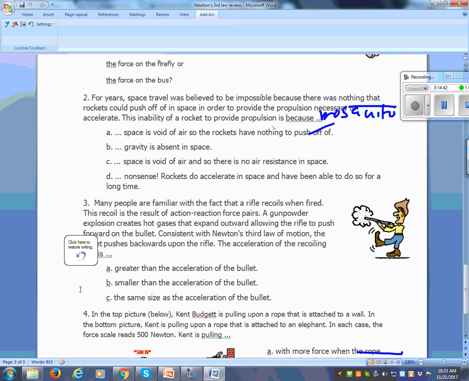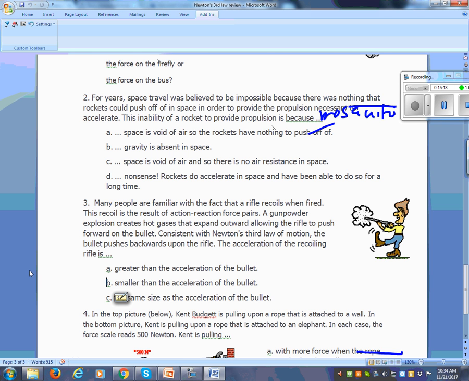Many people are familiar with the fact that a rifle recoils when fired. Anybody hunting in the last couple weeks? Ask Colby about it? Uh-oh. So Colby's now familiar with the concept of recoil, I'm assuming. Okay. Well, Colby, let's look for the silver lining. You're going to be able to explain it to everyone else. Uh-oh.